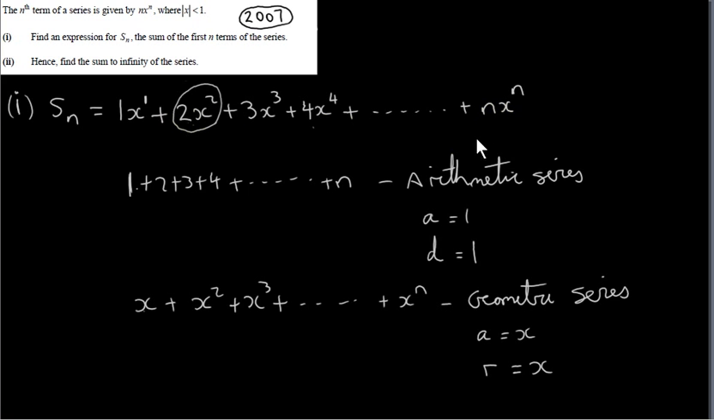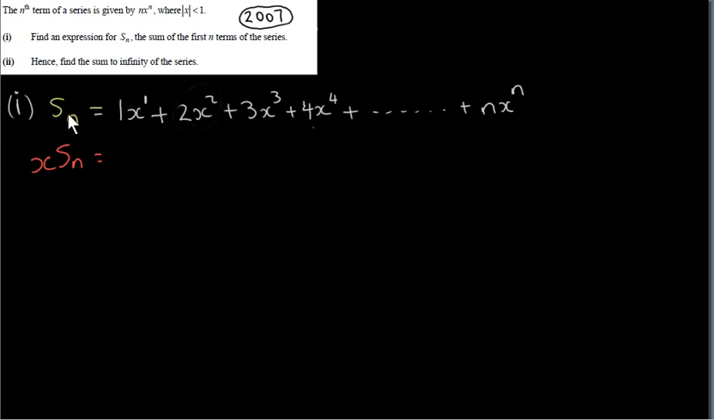So we need to apply a special trick to get an expression for the sum Sn. The trick that we use is to start by multiplying this series by x. If we multiply x by the first term, we get x times x equals x squared. Now I'll write down x squared underneath 2x squared, because we're going to combine these two series. If we multiply x by 2x squared, we get 2x cubed. So again, I'm aligning like terms. When we multiply x by 3x cubed, we get 3x to the power of 4, and so on.